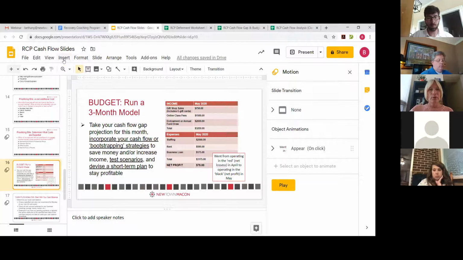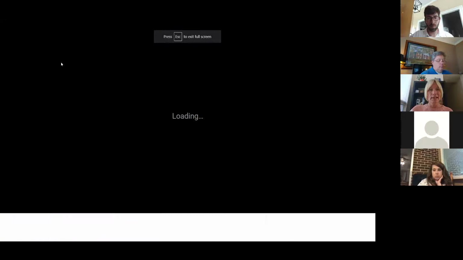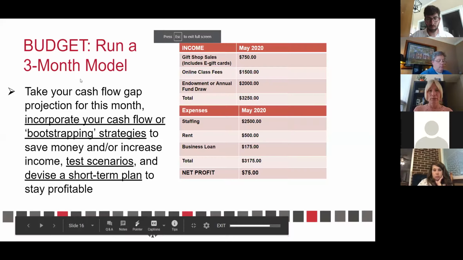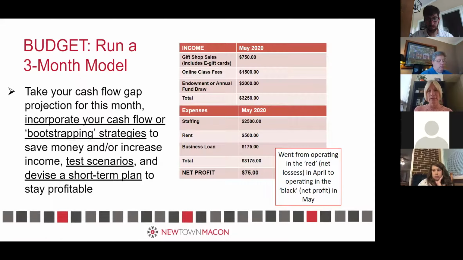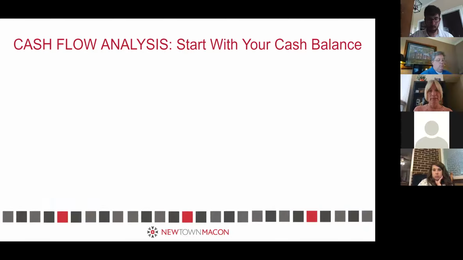So let me show you this last tool that I want to share with you. So that's the budget. And in this case, this nonprofit that we have as an example in the slide went from operating in the red, a deficit, to operating in the positive or in the black.